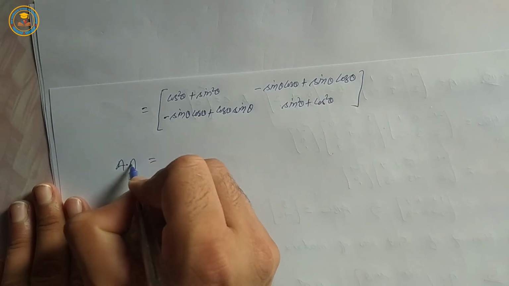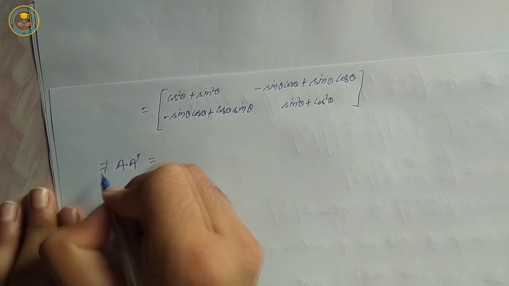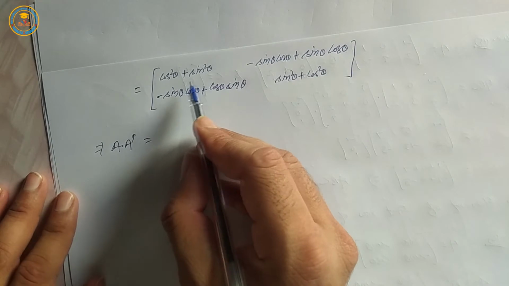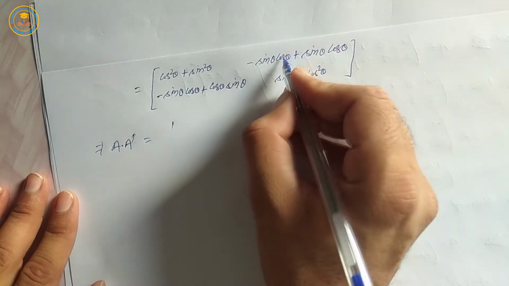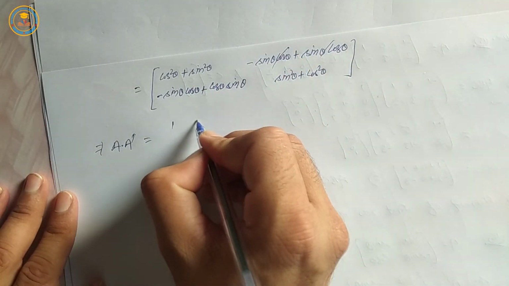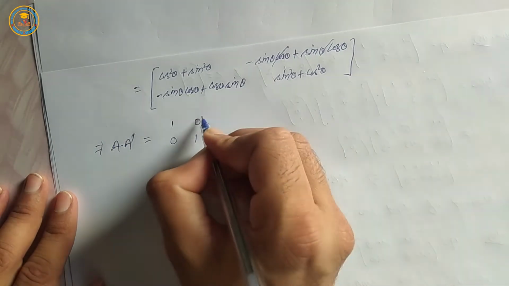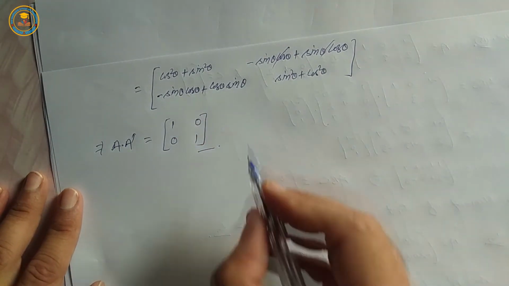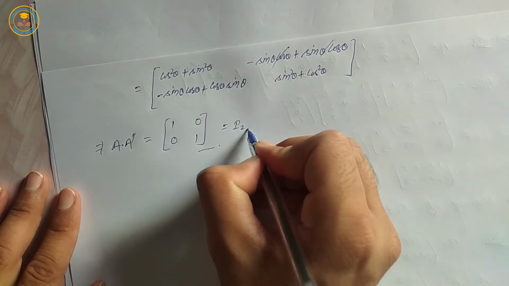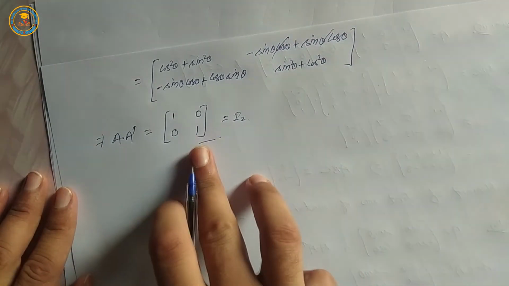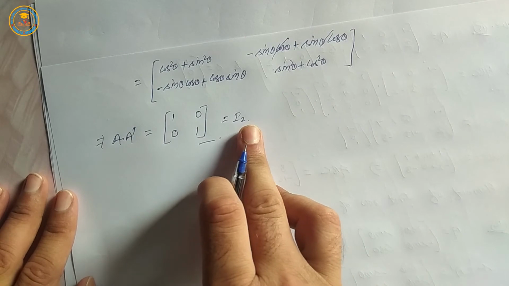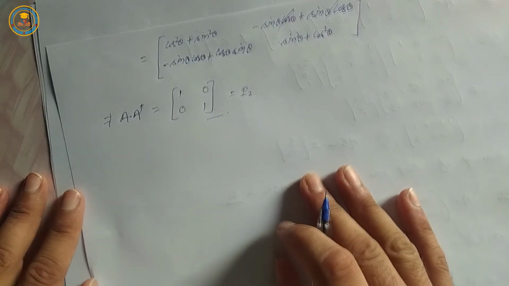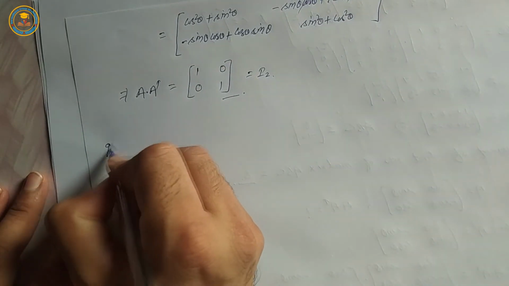A into transpose of matrix A. Cos square theta plus sin square theta is equal to 1. Cancel out 0, 0, 1. That is the answer. Okay, it means I2, identity matrix of order 2 by 2. Question number 17.